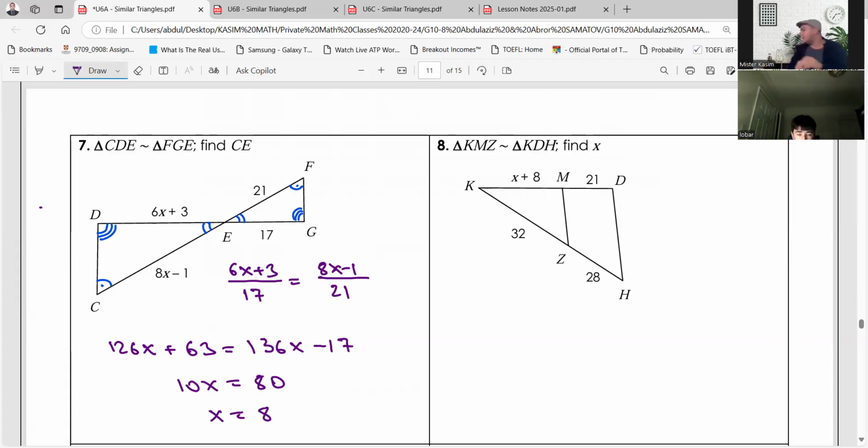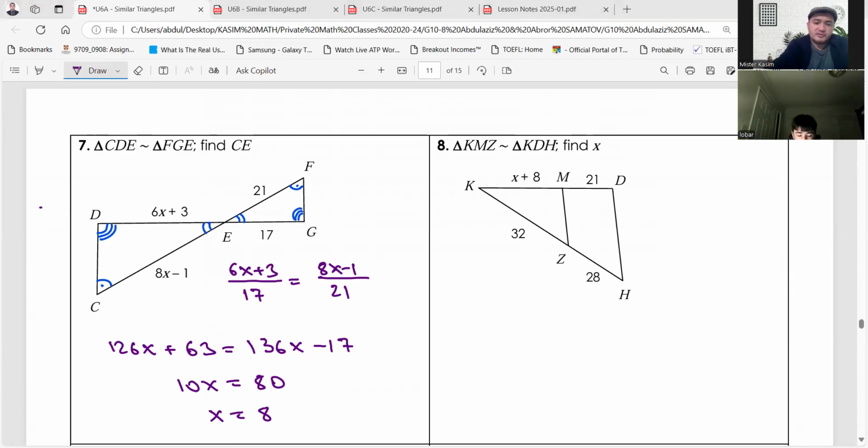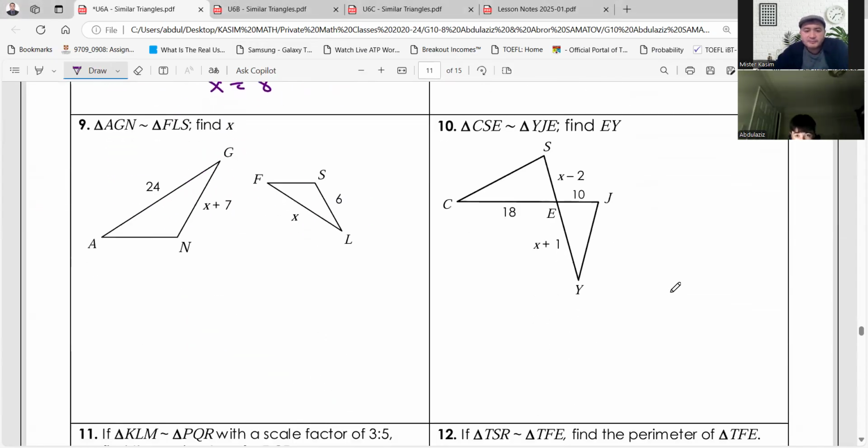I mean, it's just a revision. When we talk about similarity, Abdulaziz, you should always know that number one, your corresponding angles are congruent and the corresponding sides are proportional. Every time I'm going to ask you, because that is one of the most important topics in geometry, similar figures. Okay, Abdulaziz. Okay, let's do this.